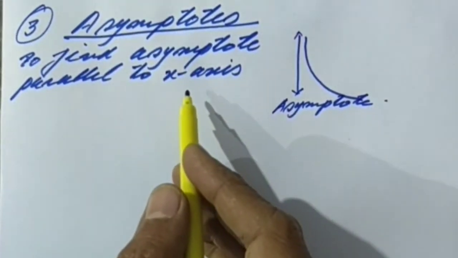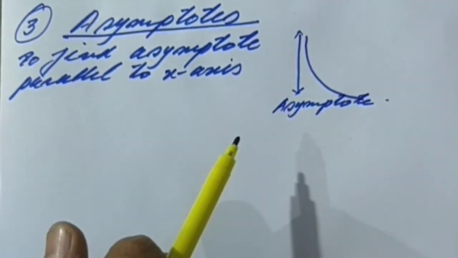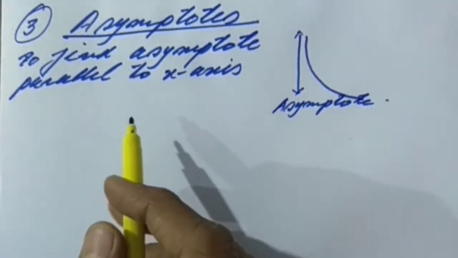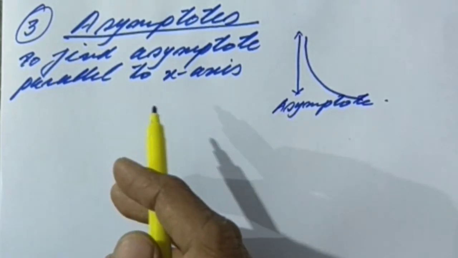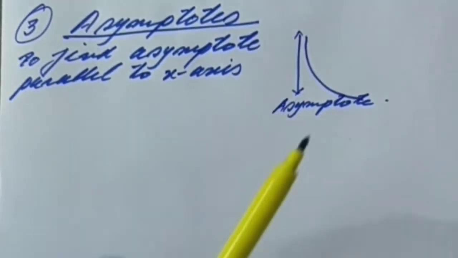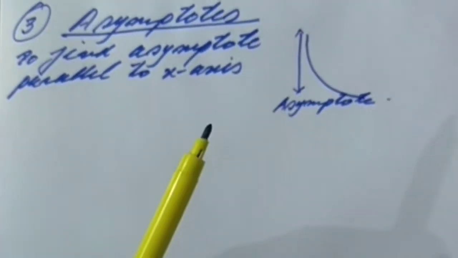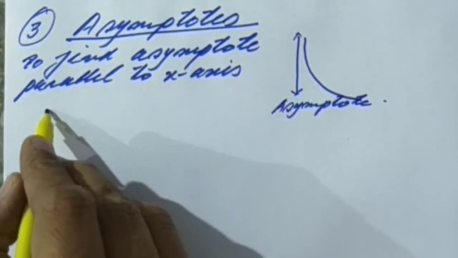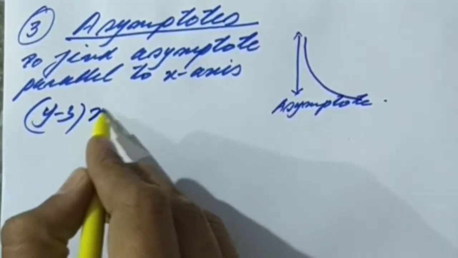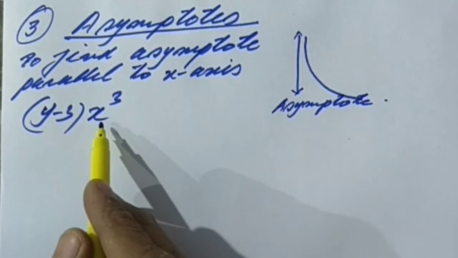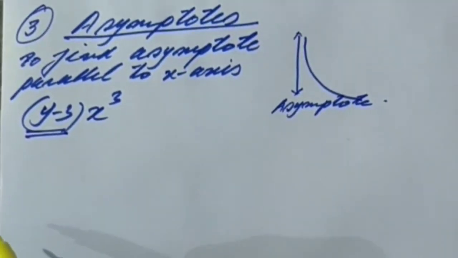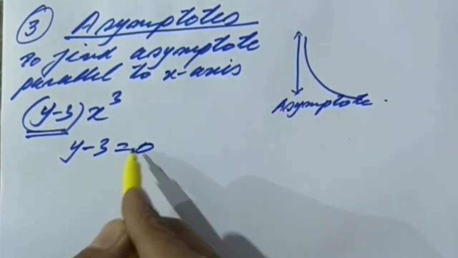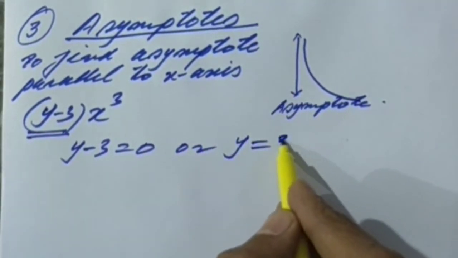So how to find an asymptote parallel to the x-axis? The process is very easy. We need to observe whether the coefficient of the highest degree term of x in the equation is variable or constant. If it is variable, there must be an asymptote parallel to the x-axis, and to find it, we equate that variable coefficient to 0. For example, if the highest degree term of x is (y minus 3)x cube, its coefficient y minus 3 is variable. So if we equate y minus 3 to 0, it gives us an asymptote parallel to the x-axis.